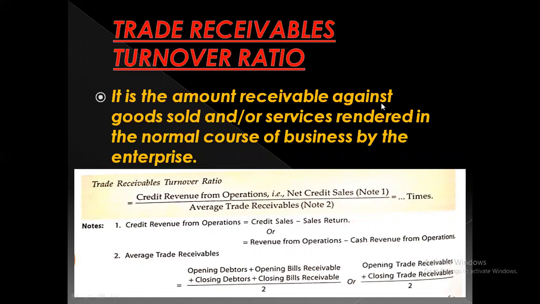Now, trade receivable turnover ratio. This establishes the relationship between the amount receivable against goods sold or services rendered in the normal course of business by the enterprise. And the formula to calculate it is credit revenue from operation upon average trade receivable. Credit revenue means credit sale. This ratio is also calculated in times. Credit revenue from operation is credit sale minus sales return.